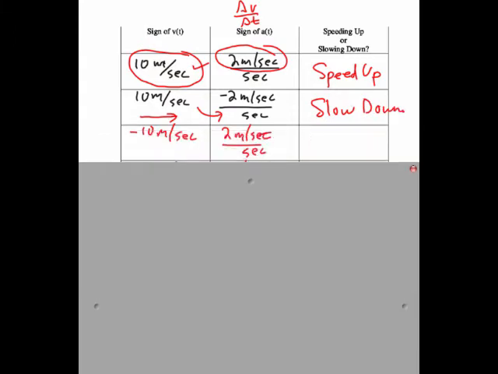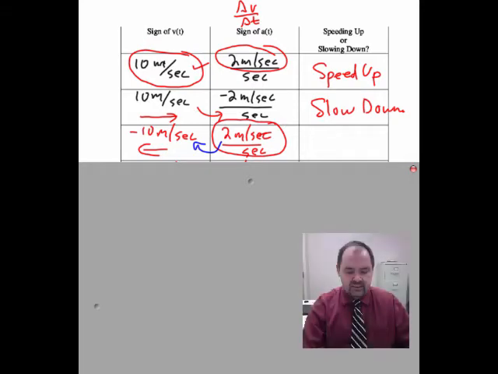Okay, let's look at the situation where we have a negative velocity, which means position is decreasing, the particle is moving towards the left, and my acceleration is positive, which means my velocity is increasing at 2 meters per second every second. Well, if my velocity is increasing, after 1 second, we'd be at negative 8 meters per second. After 2 seconds, we'd be at negative 6 meters per second. After 3 seconds, we'd be at negative 4 meters per second. And since speed is the positive of velocity, you can see that my speed is dropping. I'm slowing down.